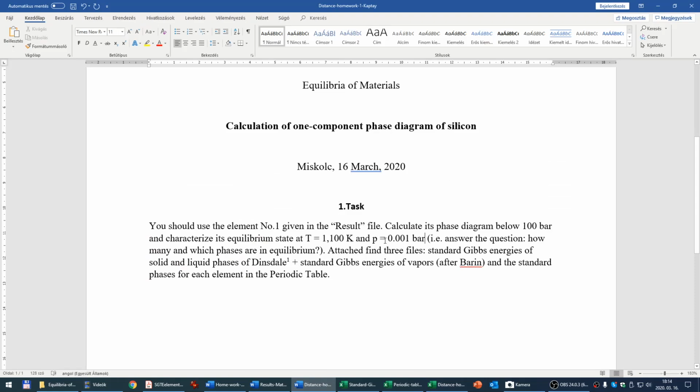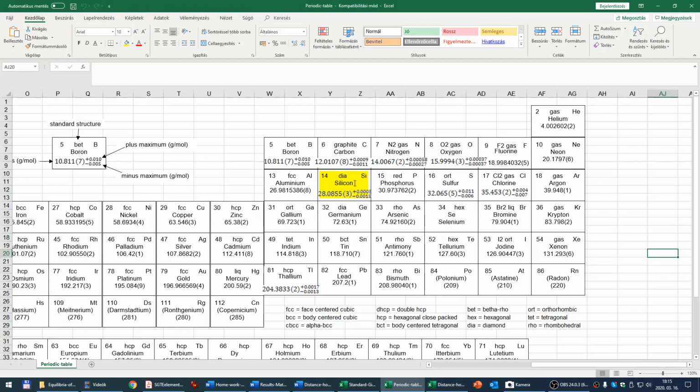Okay, so what are we going to do? We are going to construct this phase diagram below 100 bar, and I also set a point on this phase diagram at this temperature and this pressure, at which I'm asking my students to find in which state the element is. In my case it is silicon. And I also attached 3 files: one for standard Gibbs energies for solid and liquid phases of Dinsdale, the second one the same for vapors after Barin, and the third one is the list of standard phases for each element in the periodic table. By the way, let me show part of this periodic table, and here I show you that silicon is in diamond state, DIA, diamond, in standard state.